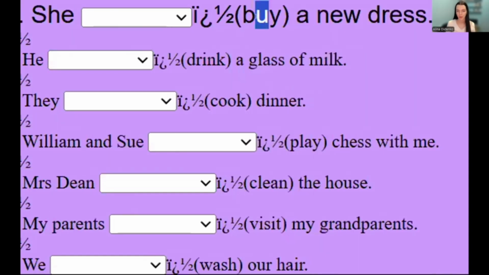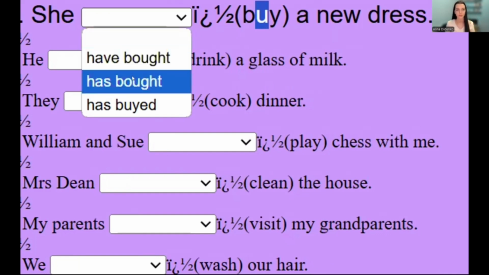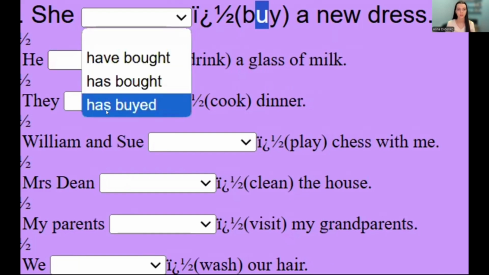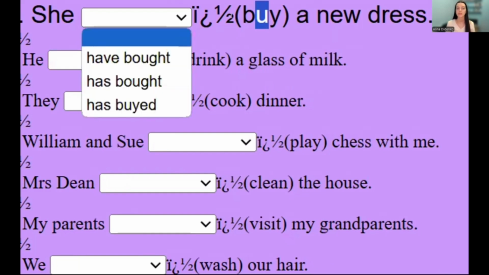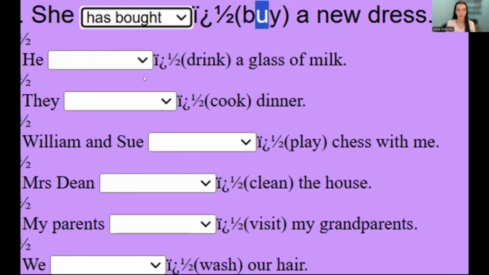She buy a new dress. Let's take a look. She. After she, we should put have or has. Has, yeah. So have bought is not appropriate. Let's take a look at these ones. Buy. Is it a regular or irregular verb? Irregular. Let's recall the three forms of that. To buy, bought, bought. So that's why it's has bought.